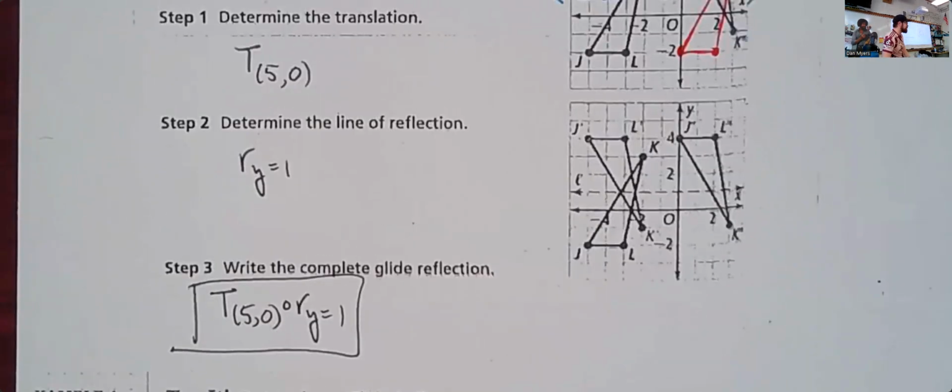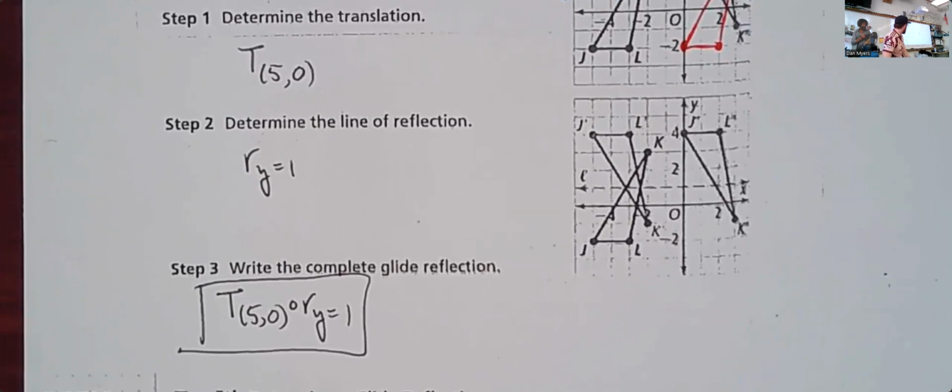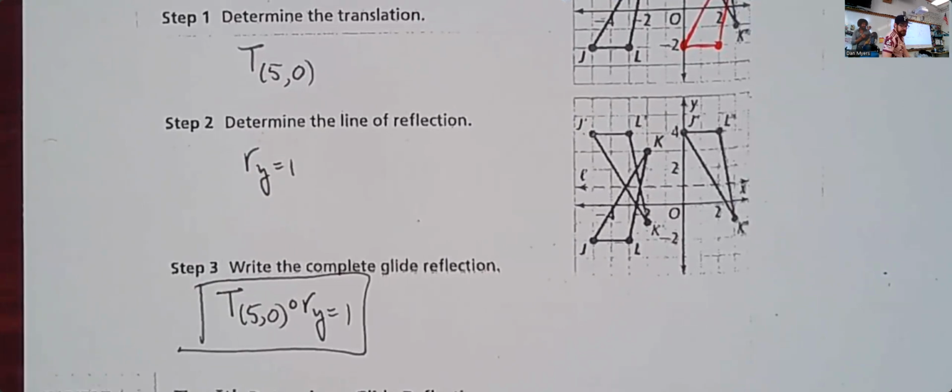Are there any questions on this example here, number 4, before we continue? Okay. I would like you to go ahead and try the 2 at the bottom there. It gives you the pre-image and the image. It gives the coordinates for each, and it wants you to write the glide reflection as a composition of a translation and a reflection. So try A and try B.